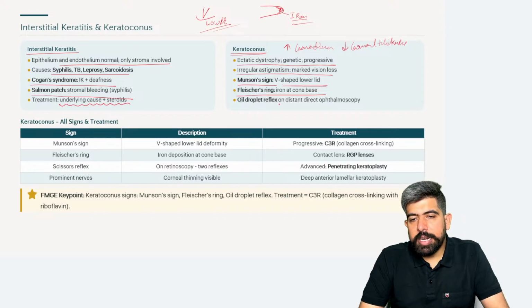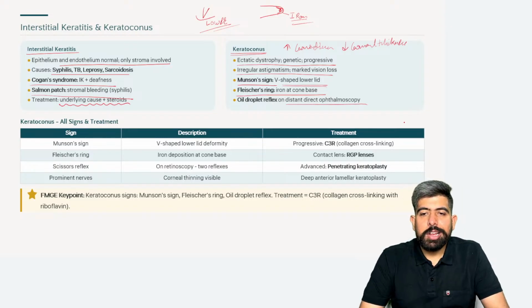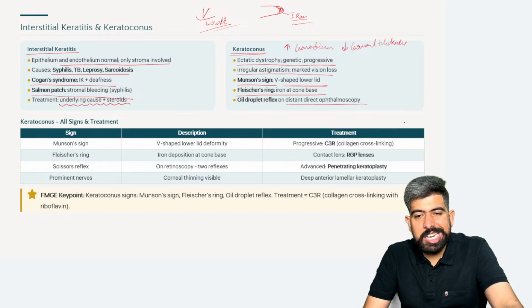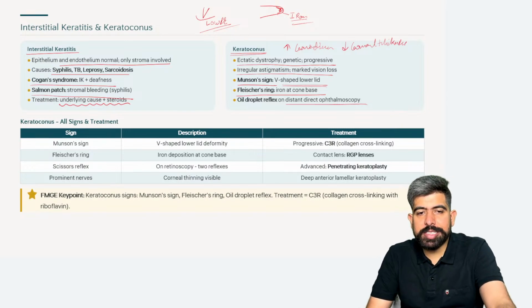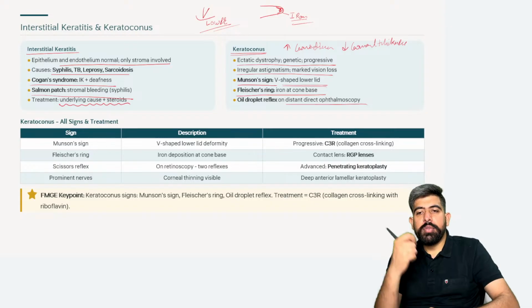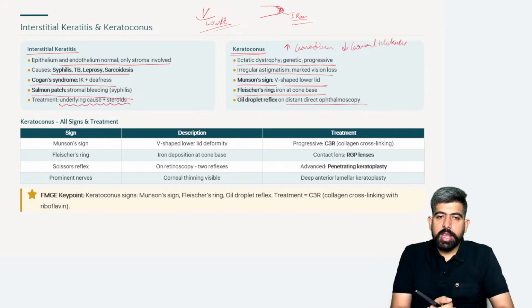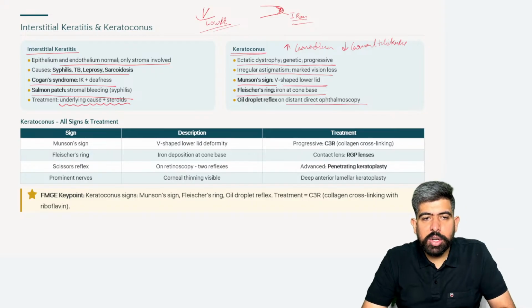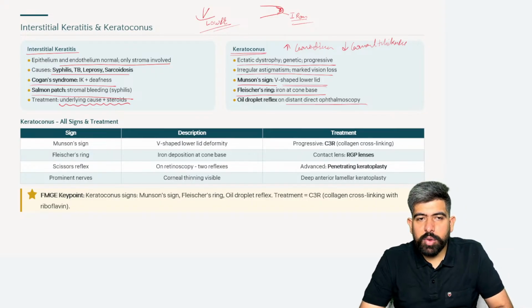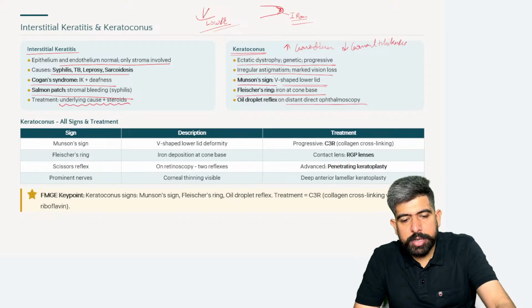Also, the oil droplet reflex is seen on distant direct ophthalmoscopy. Please remember, when we are doing distant direct ophthalmoscopy, normally we see a red glow. Normally the red glow will be present over there. Right? Very good.